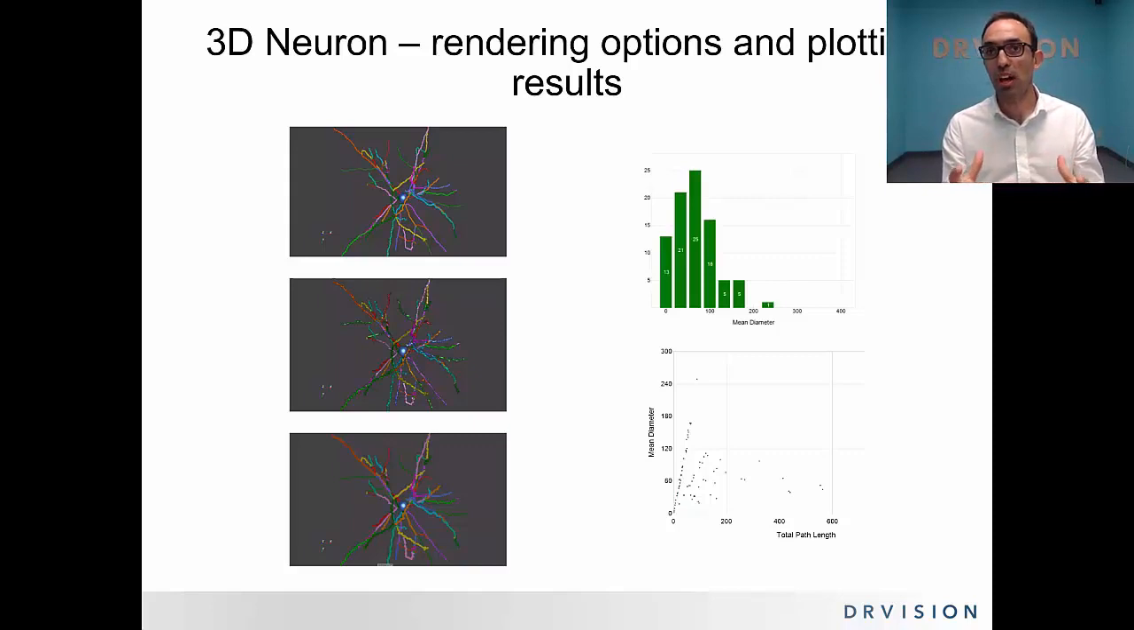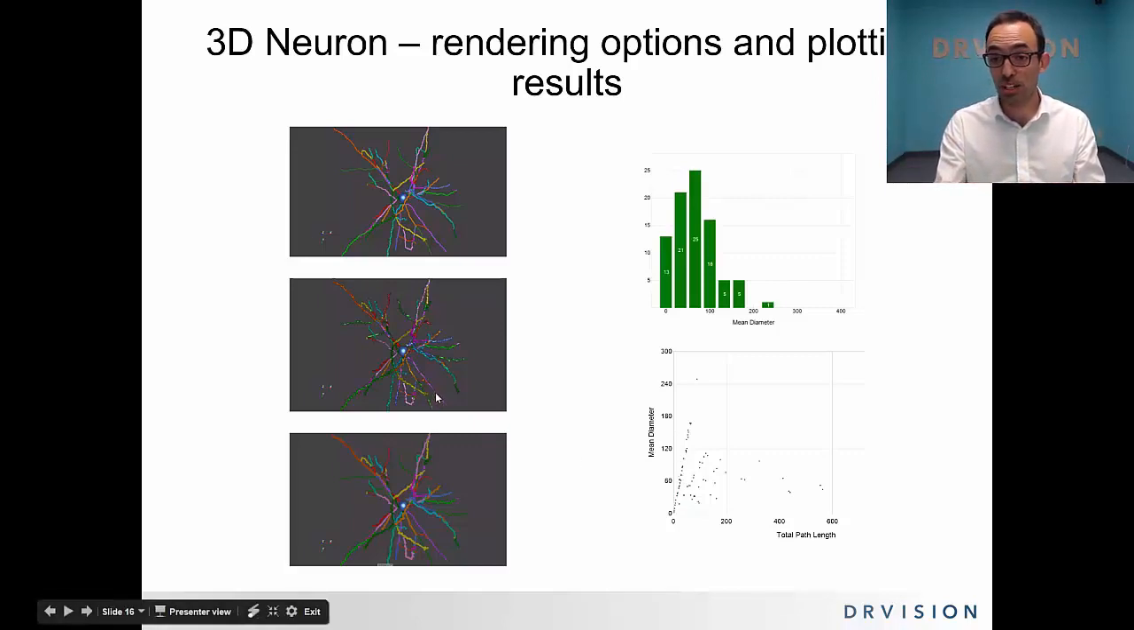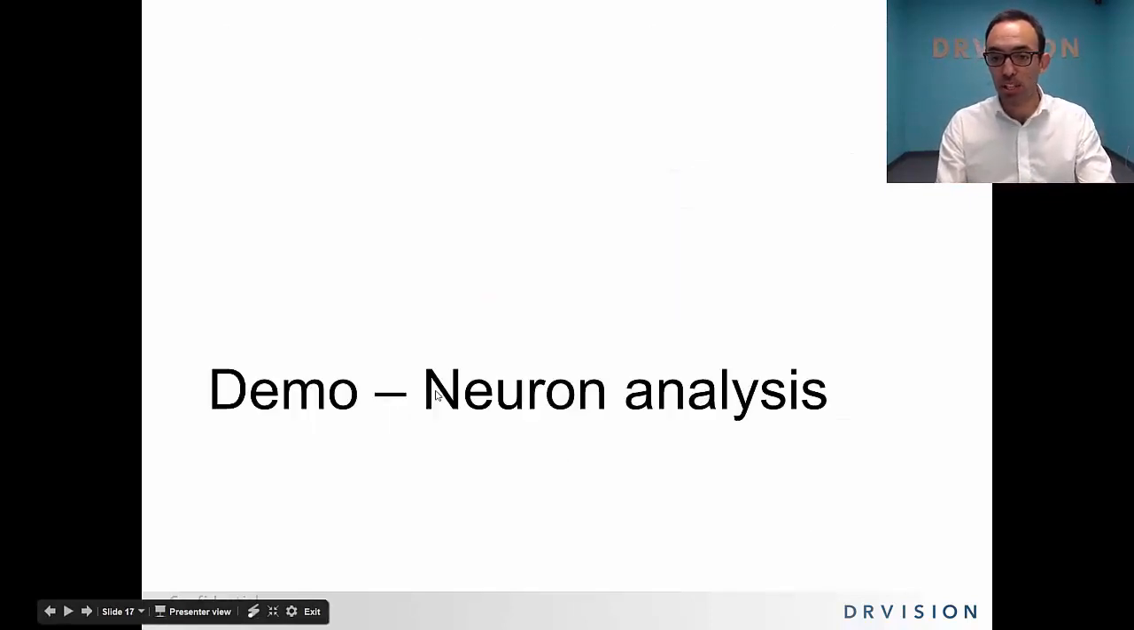Inside the software we also have a way to plot the results. Either it has histograms or scatter plots, and it's fully interactive. These dots that you see here are connected to a specific dendrite on the view and to a particular row on the spreadsheet. So with that, I think I'll go to the demo of the Neuron Analysis tool.